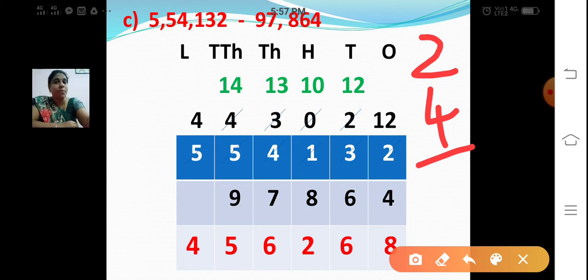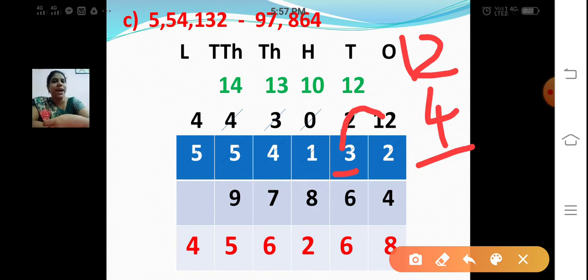Now we have to borrow from the tens place, isn't it? So I'm going to borrow from the tens place. I'm having number 3 in the tens place, right? So I'm borrowing 1. That means 1 ten, right? 1 ten is 10 ones. 10 plus 2 ones, 12. This becomes 12. And my tens place will become 2, right? I'm giving 1, so my tens place will become 2.